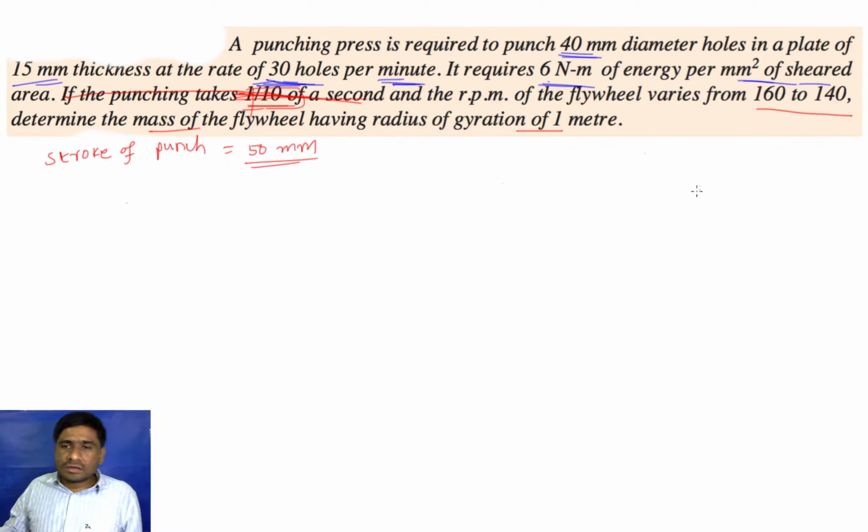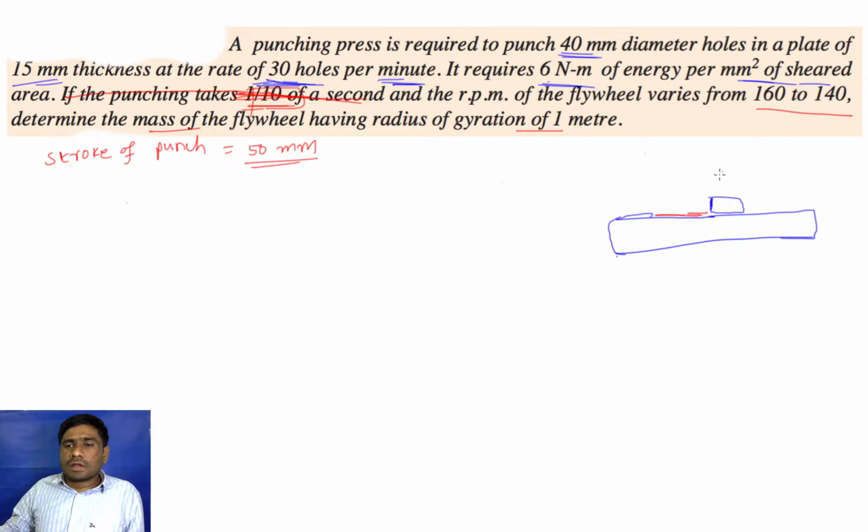So again, what is the stroke? If you draw a diagram, this is the plate, and the punch is going like this. These are the limits of the punch that can be traveled in any direction. So this is given as 50 mm, and this is called the stroke.